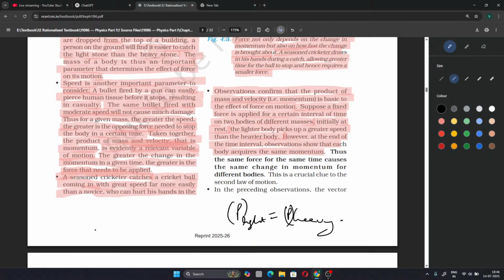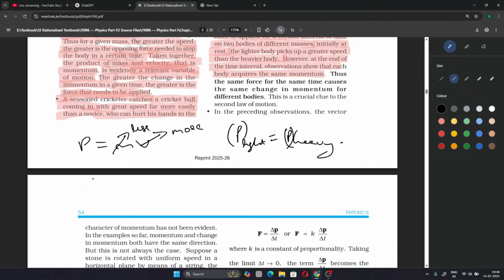Why so is because momentum equals mass into velocity. When mass is less, velocity will be more. This is what we saw here. When we push a light trolley with 10 Newton of force, it will go much faster than a loaded trolley, a filled shopping cart basically. When we push a heavy trolley, the mass is more, so the velocity will be less.